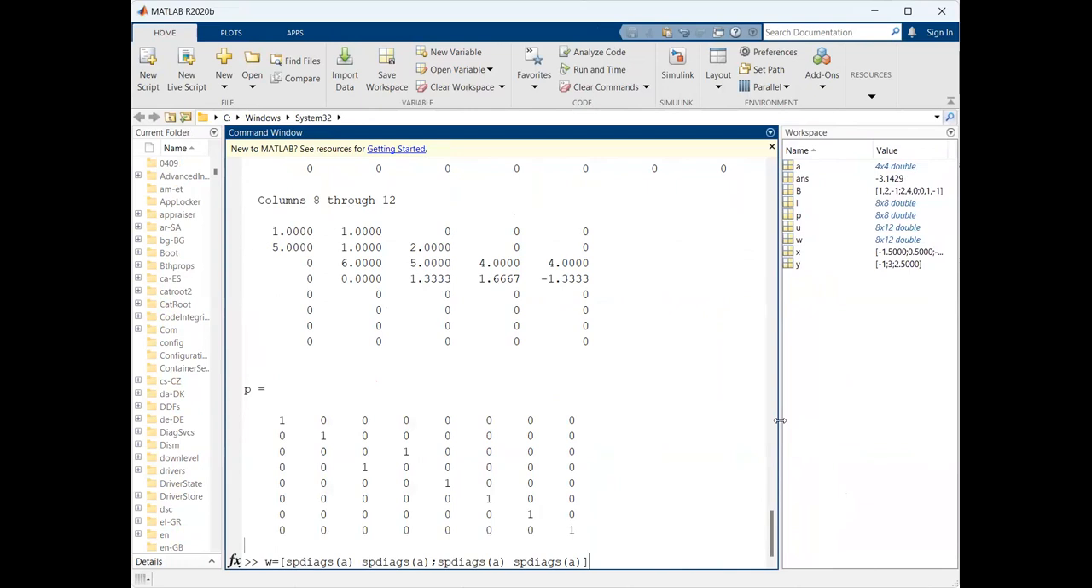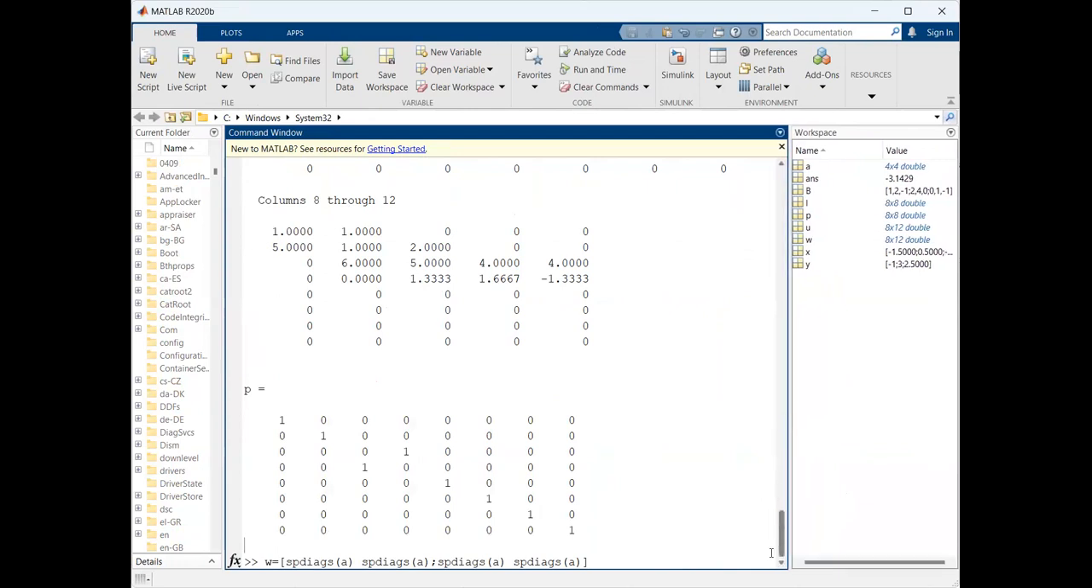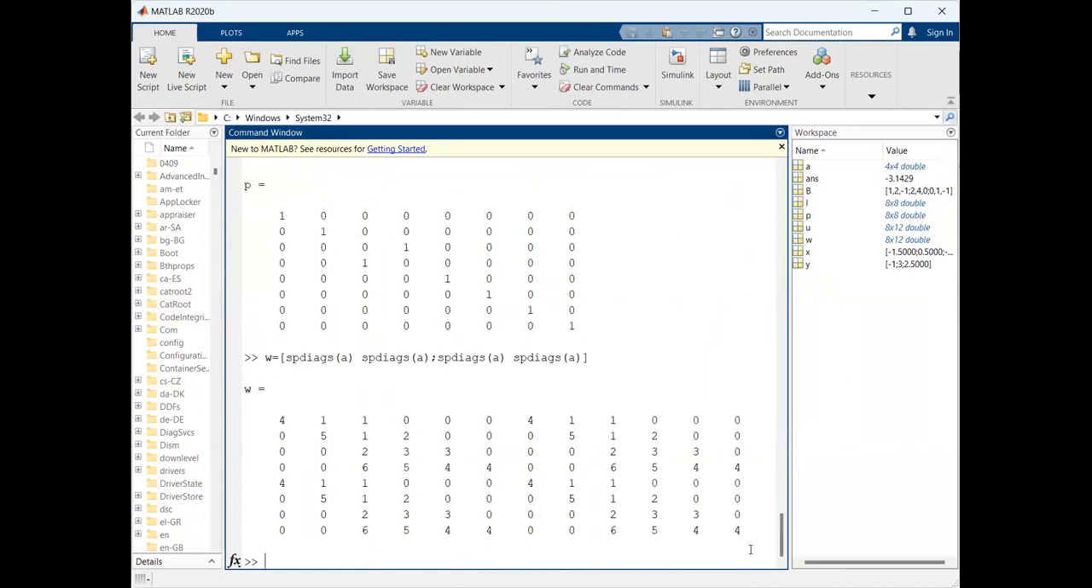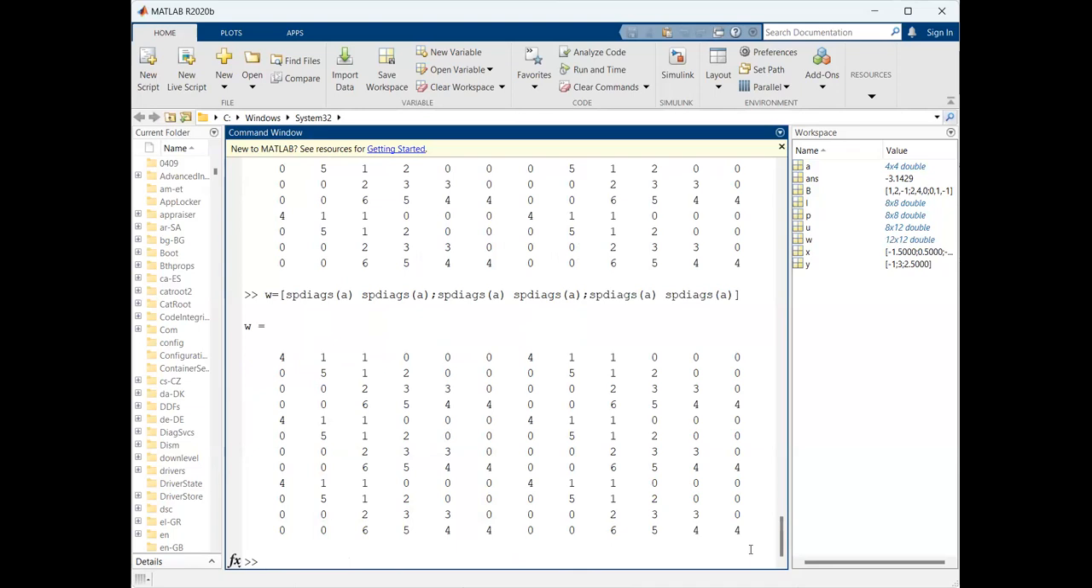What is the meaning of SPW? It's just a sparse diagonal matrix. So this one is 8 by 12. I want to make it a 12 by 12. So 8. Okay. I can add 4 more, right? I can add 4 more.